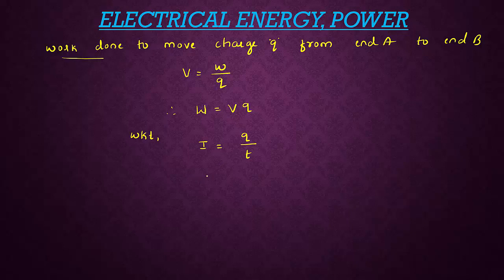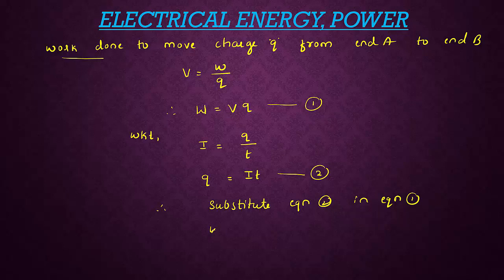So here I want the Q value. Q equal to I into T. W equal to V into Q, let us take it as equation 1. Q equal to I into T is taken as equation 2. Therefore, we can substitute the value of Q, that is, substitute equation 2 in equation 1.